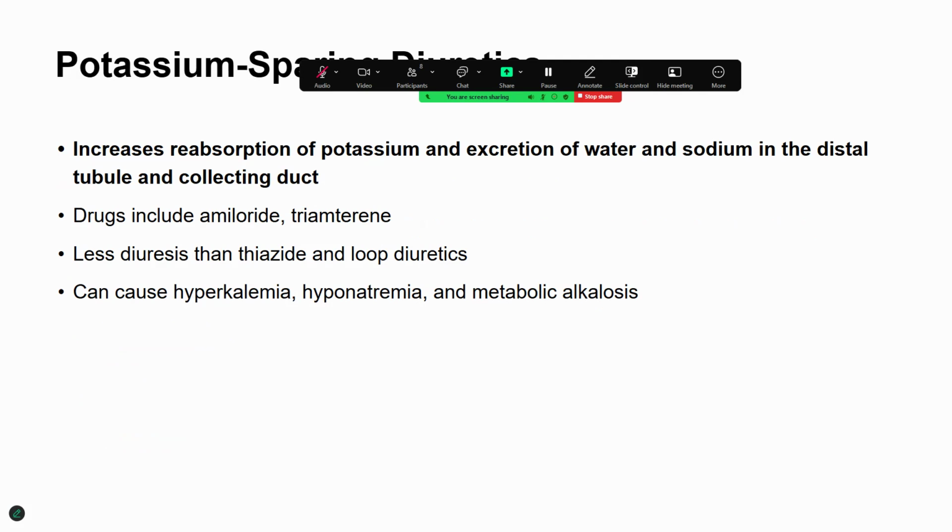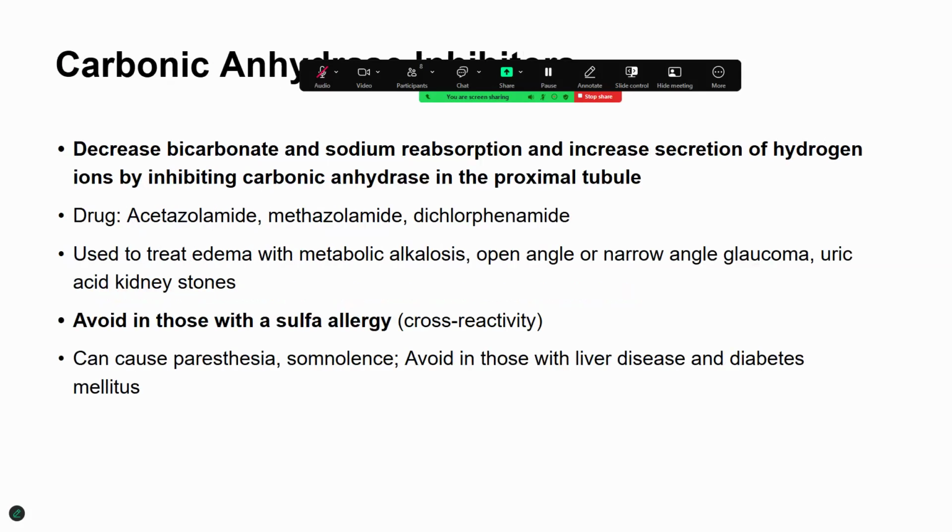Some potassium-sparing diuretics. They increase reabsorption of potassium and excretion of water and sodium in the distal tubules and collecting ducts. Amiloride and triamterene produce less diuresis than the thiazides and the loops, and they can also cause hyperkalemia, hyponatremia, and metabolic alkalosis. Not typically seen too much in ESRD, obviously.